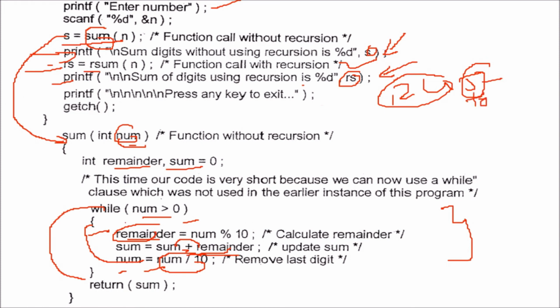Then again this loop will go on. So 1 to 4 will be again divided, taking the modulo of 10. So you get 4 now, the last one. 5 will be added with 4. 12 will be returned back.